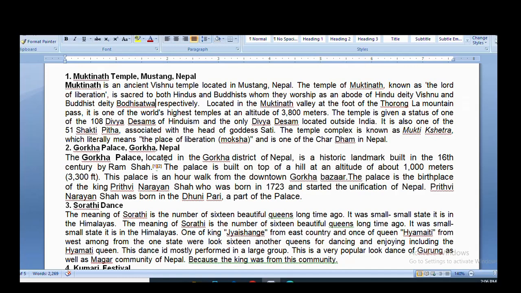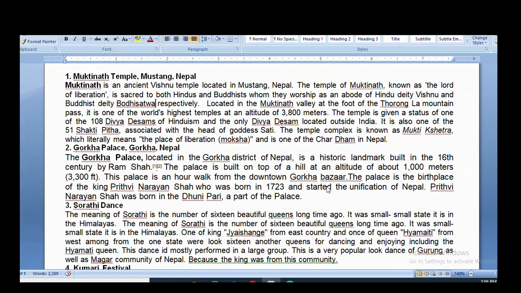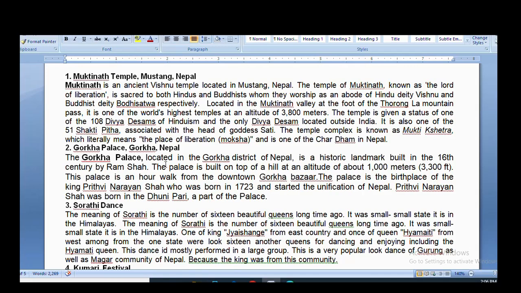So now let's talk about the second picture. This is Gorkha Palace. Let's see some details about Gorkha Palace or Gorkha Darbar. It is located in Gorkha district. The Gorkha Palace, located in Gorkha district of Nepal, is a historic landmark built in the 16th century by King Ramsa. The palace is built on top of a hill at an altitude about 1,000 meters or 3,300 feet. This palace is an hour walk from the downtown Gorkha Bazaar.